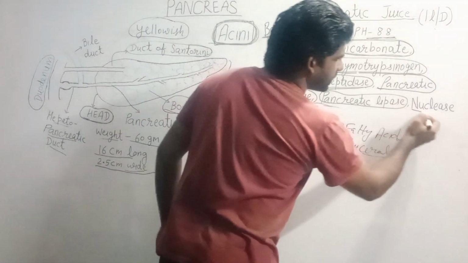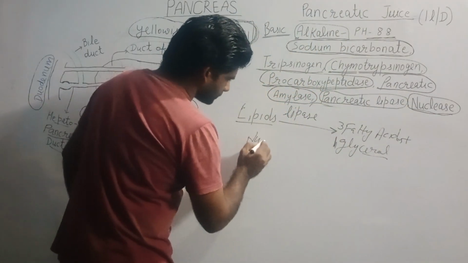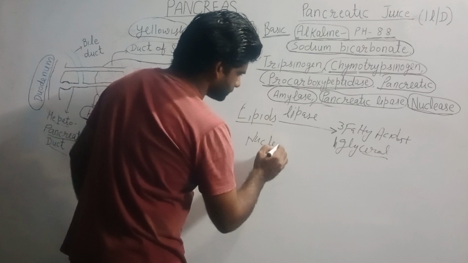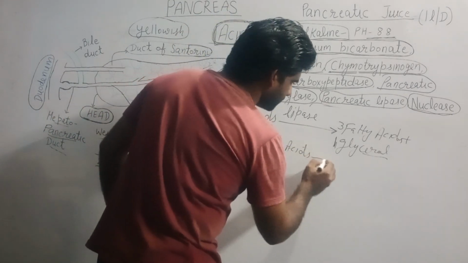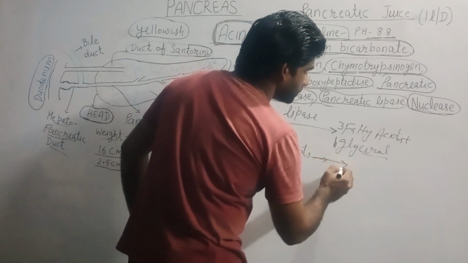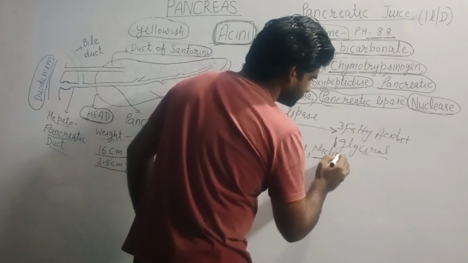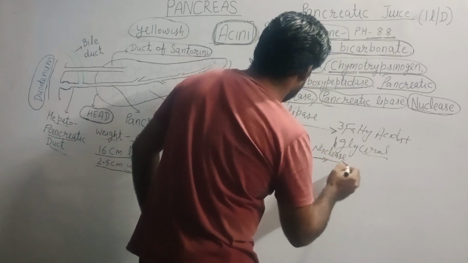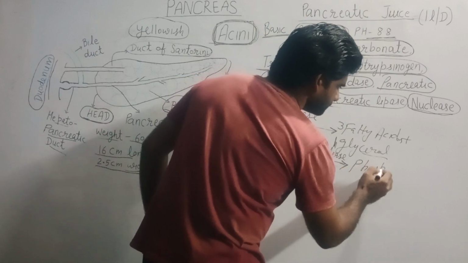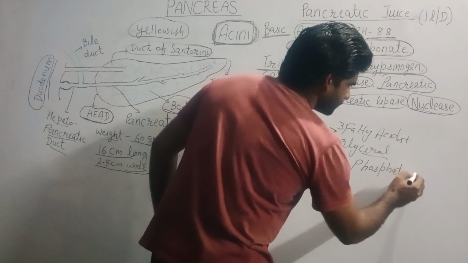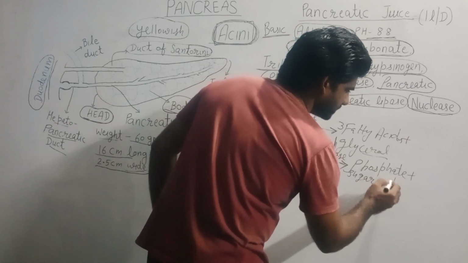The nuclease enzyme digests nucleic acids. Nucleic acids are digested by nuclease. These are converted into their basic units, that is phosphate and sugar and nitrogen base.